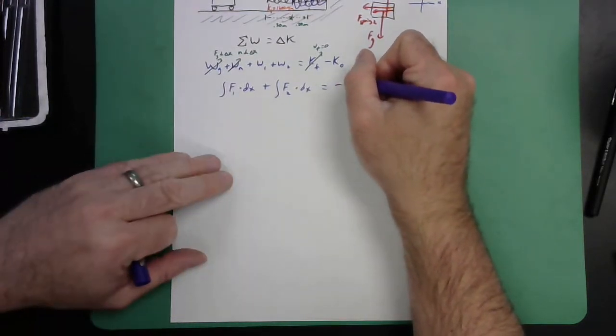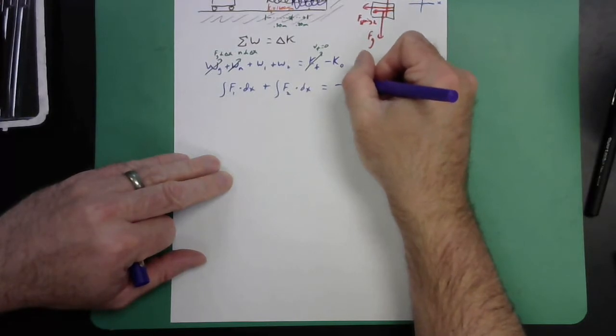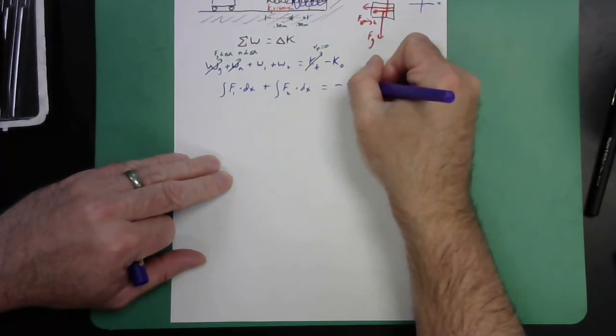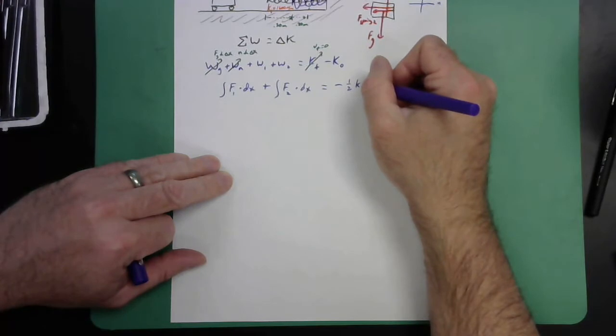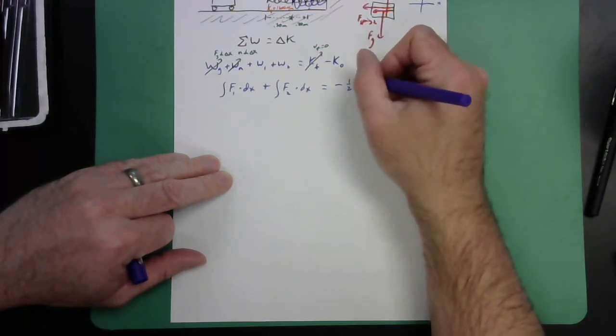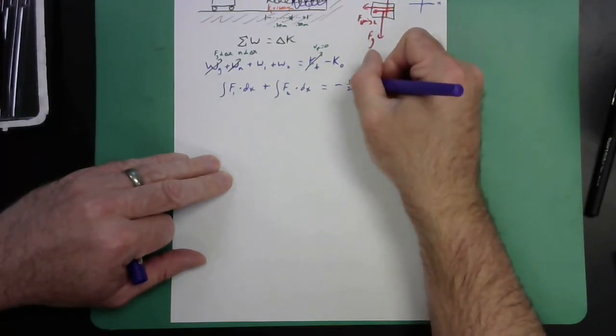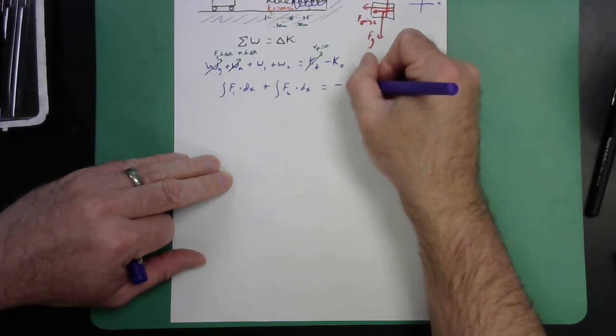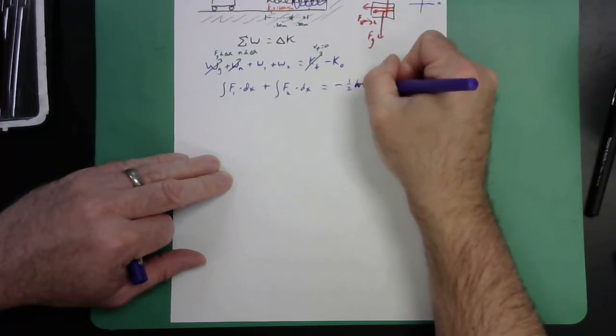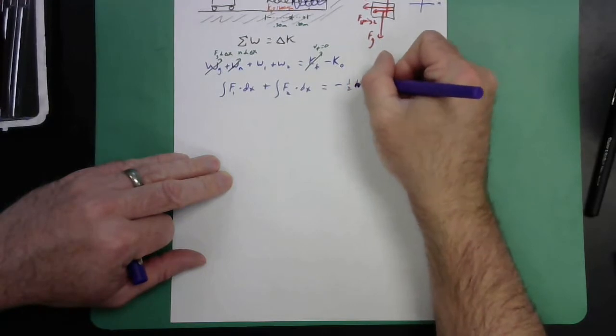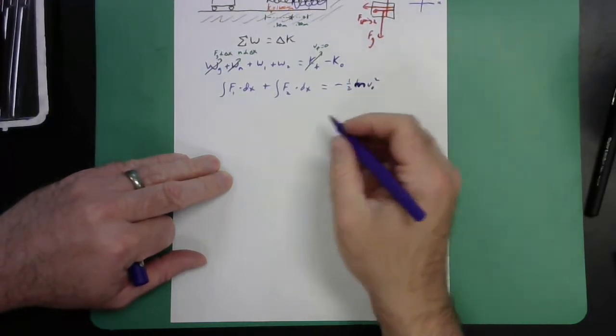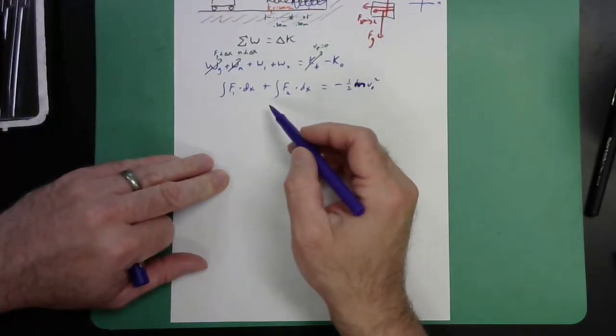What the heck? Let's go ahead and do a 1/2 K. Whoa, what am I doing? 1/2 mv squared. Oh my gosh. Sorry about that. 1/2 mv naught squared. Kinetic energy. Thinking about the springs. Okay, anyway, here we go.